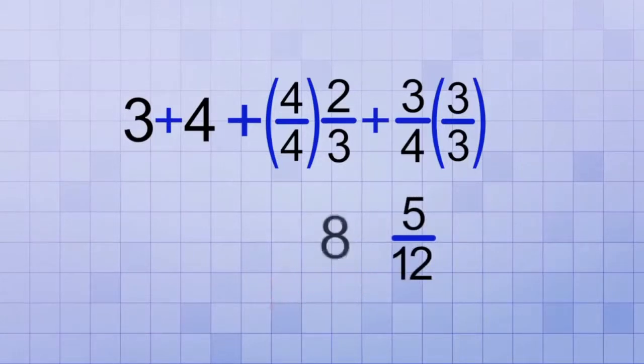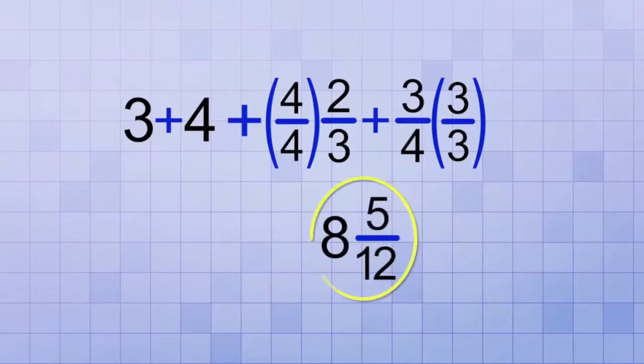7 plus 1 equals 8, which means our final answer is 8 and 5/12. Alright, that should give you a pretty good idea of how to add mixed numbers.